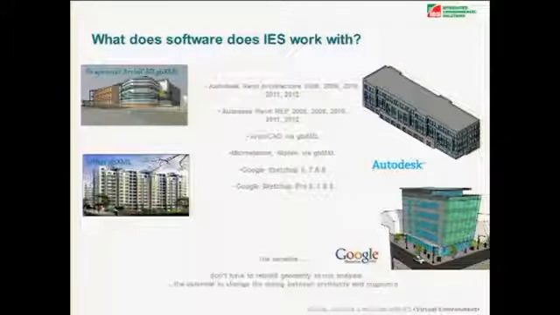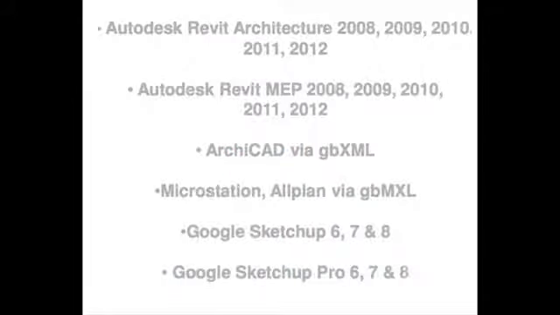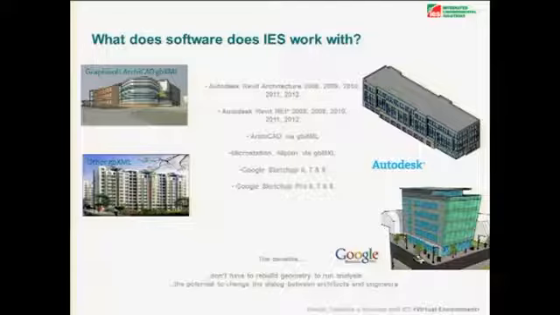Okay, so those of you that are familiar with IES will know that we have been working with Autodesk and Google over the past 2 to 3 years, except in the fact that SketchUp is not a BIM tool, but it's on there by way of explanation of what we've been doing. We have done work with Graphisoft as well regarding the ArchiCAD import. We can use a raw GBXML import from MicroStation or Allplan, for example. So we have the means to bring the data in from various different packages.